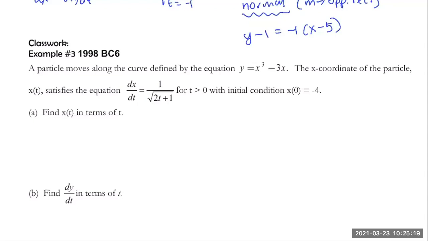So I want you to write out, first, let's come up with this x of t. They're asking us to find what x of t is, given that dx/dt equals 1 over the square root of 2t plus 1. What do you do to this to come up with what x of t is equal to?